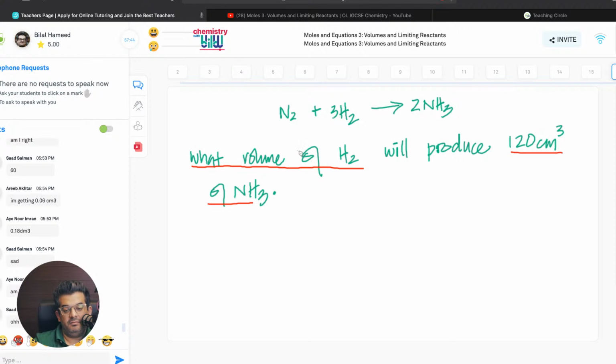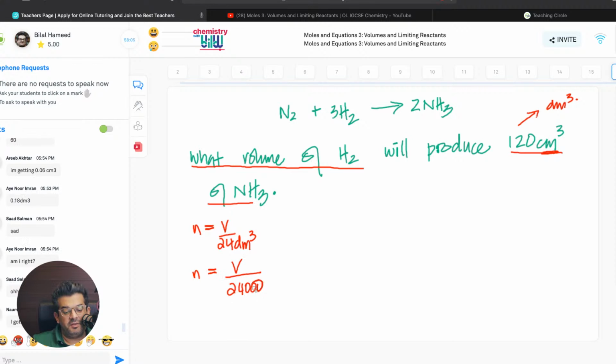Okay, so now, should I do this? Well, the first part is you gotta convert the 120. Either you do it in dm cube, or if it's given in cm cube, you can convert this into dm cube or use the cm cube formula, which is volume over 24,000 cm cube. So it's 120 over 24,000. That gives you what? Anybody have that? 120 over 24,000 is 0.005.